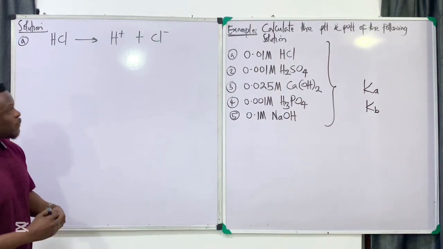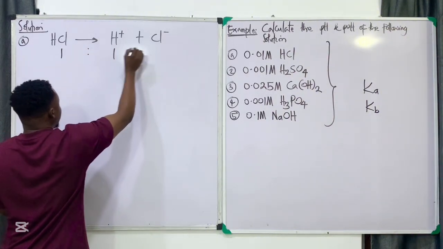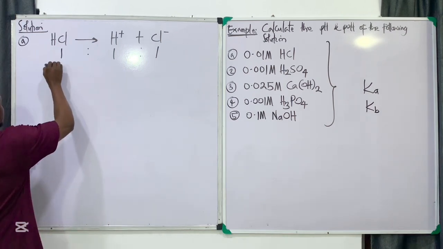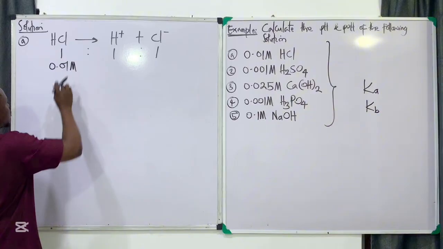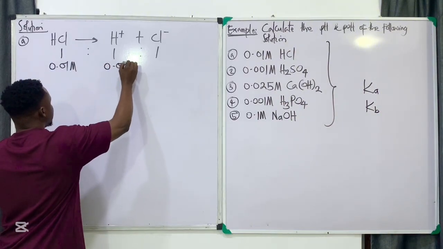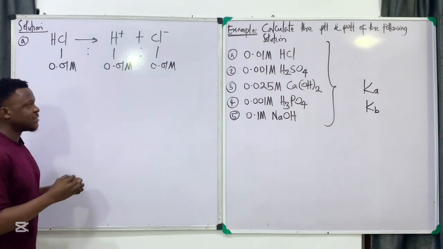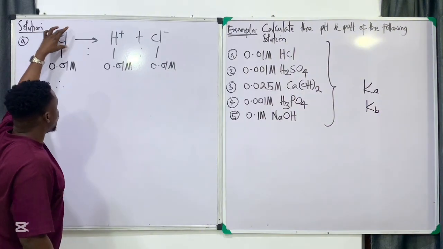It doesn't really matter. Now, based on this, the ratio is 1:1:1. So the concentration of the HCl was 0.01 molar. So since this is 1 and this is 1 as well, this will also be 0.01 molar and this will be 0.01 molar.